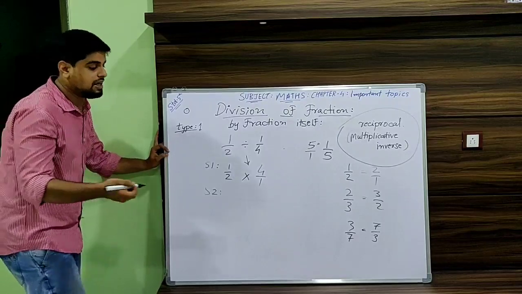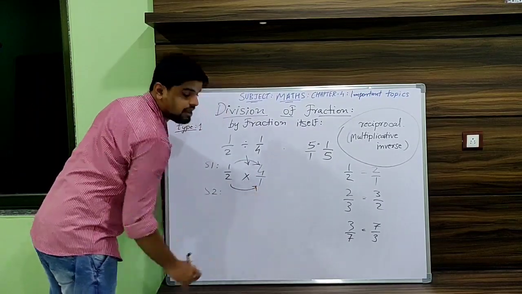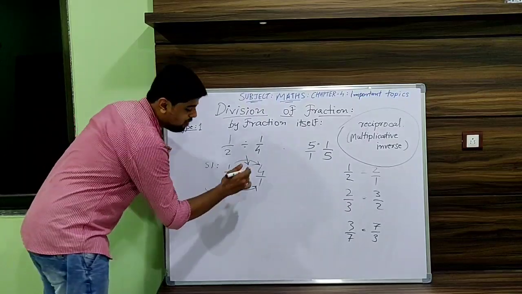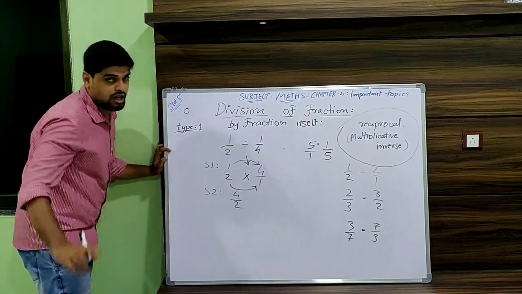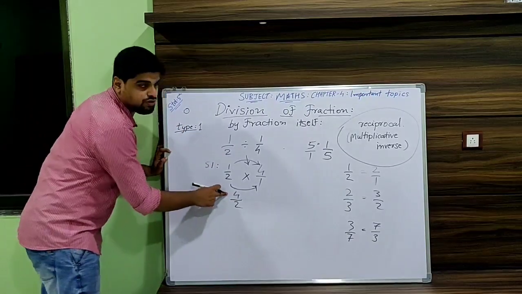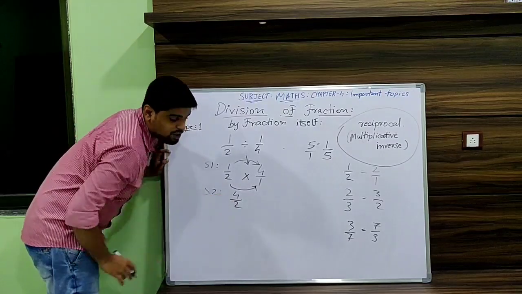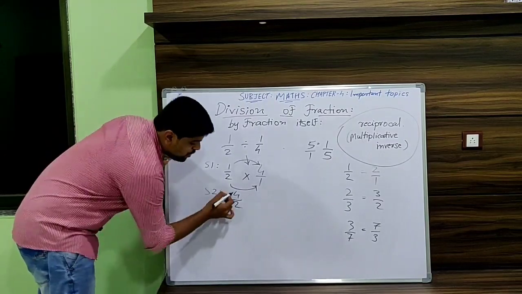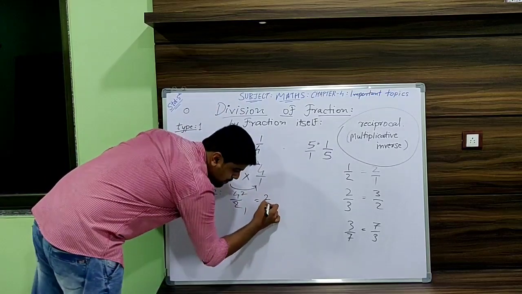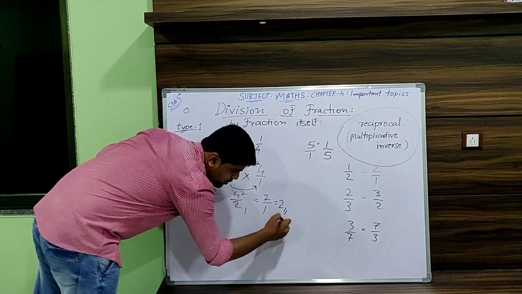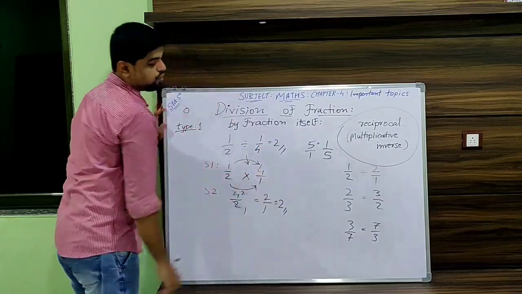What do we do in multiplication? We simply multiply numerator with numerator and denominator with denominator. So 1 into 4 will become 4 and 2 into 1 will become 2. And again, if simplest form is possible, then you have to write the simplest form. Both the values come in the table of 2. 2 twos are 4, 2 ones are 2, that is 2 by 1, and 2 by 1 is nothing but 2. So, for this division, your answer is 2.